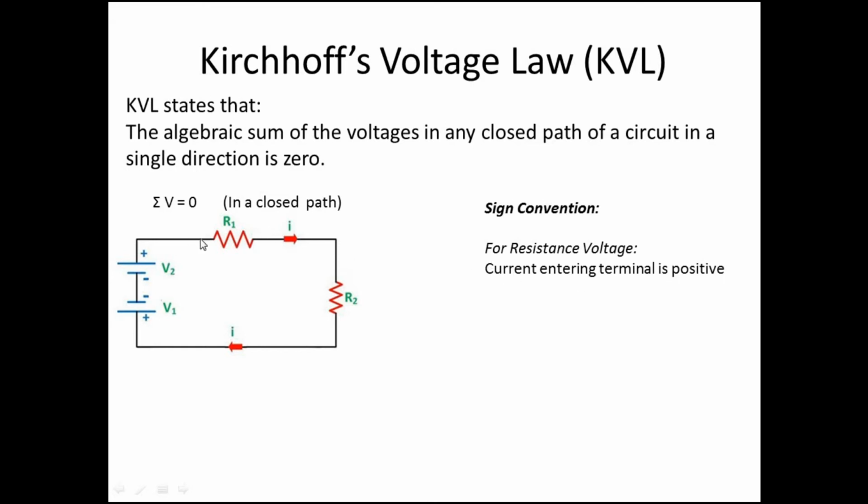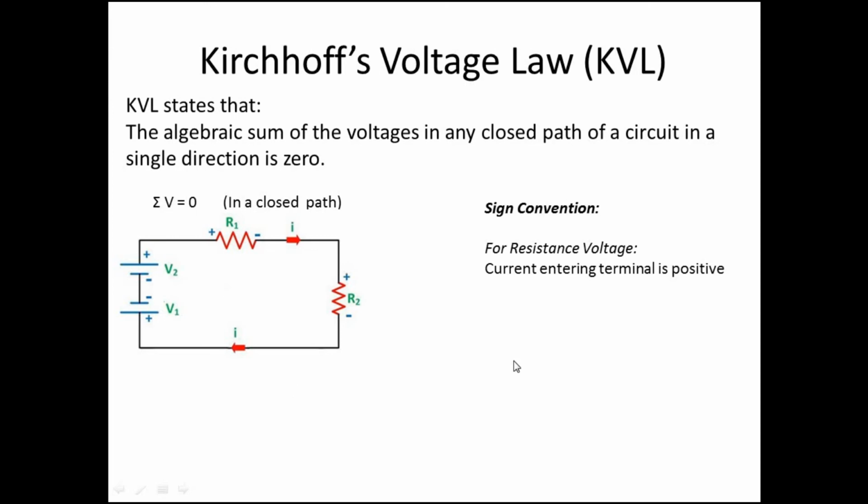The current entering terminal is taken as positive. Current is flowing like this, so it is entering this terminal and leaving this terminal. So this terminal is positive and this terminal is negative, since current is entering here and leaving here. Similarly for R2, current is entering this terminal and leaving this terminal, so this is positive and this is negative. Now we have the positive and negative terminals of all the components: V1, V2 for the voltage sources, and VR1, VR2.